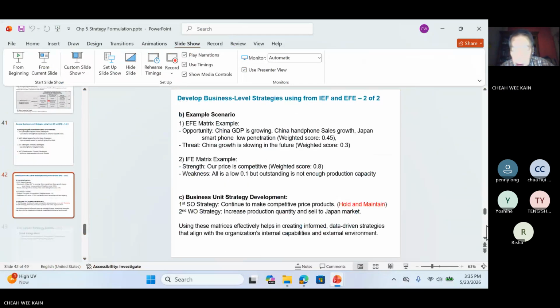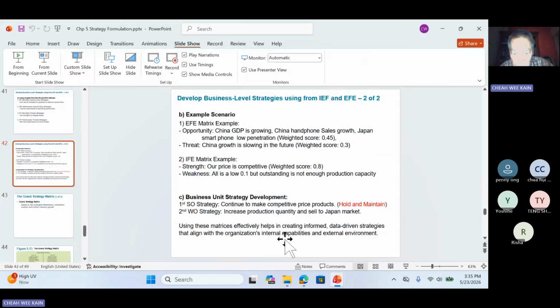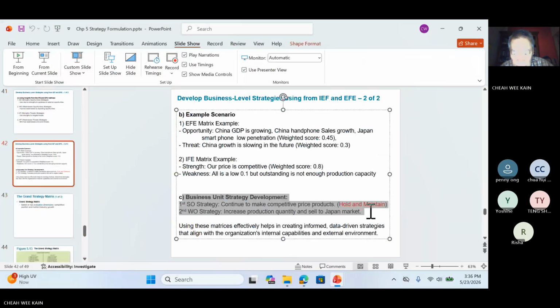So they don't teach you to do like this. Okay, they don't teach you. Sometimes I would like to have one or two SO and even forget about the WO. Okay, because maybe we have not enough resources. So depending, if you got some resources, you can do two SO and one WO. But I recommend you, these are corporate level strategies.